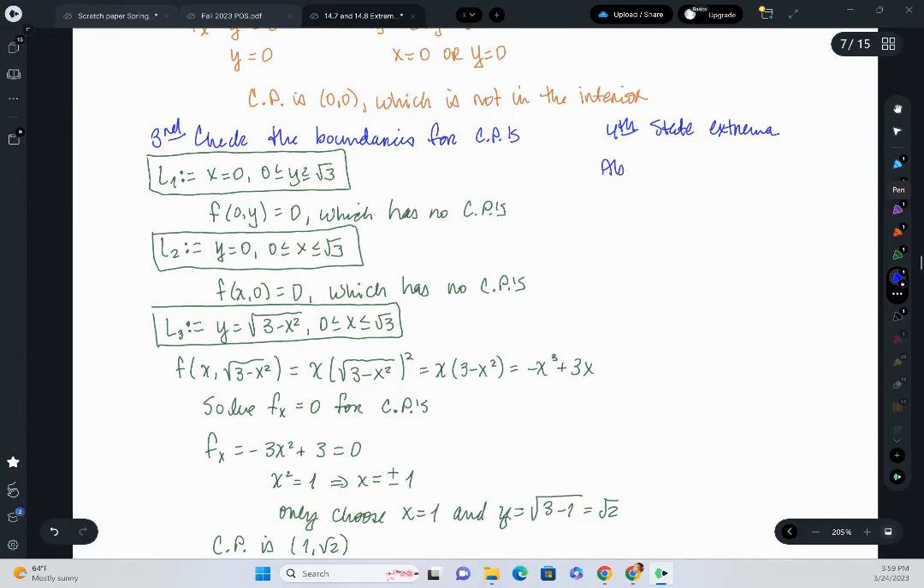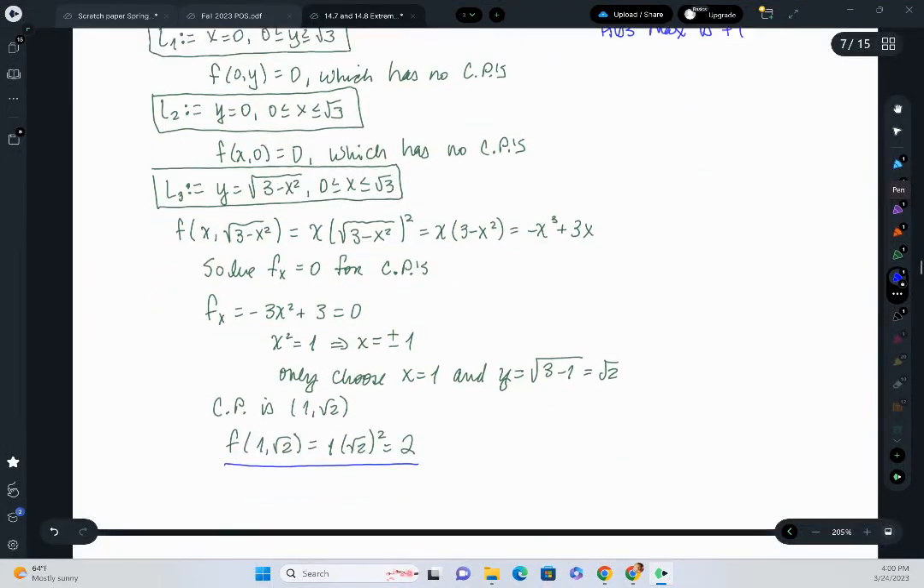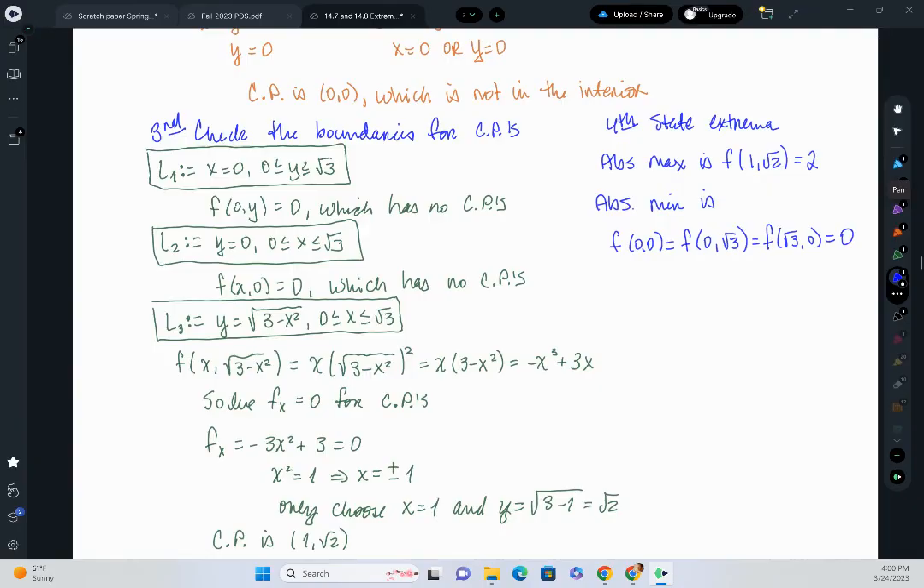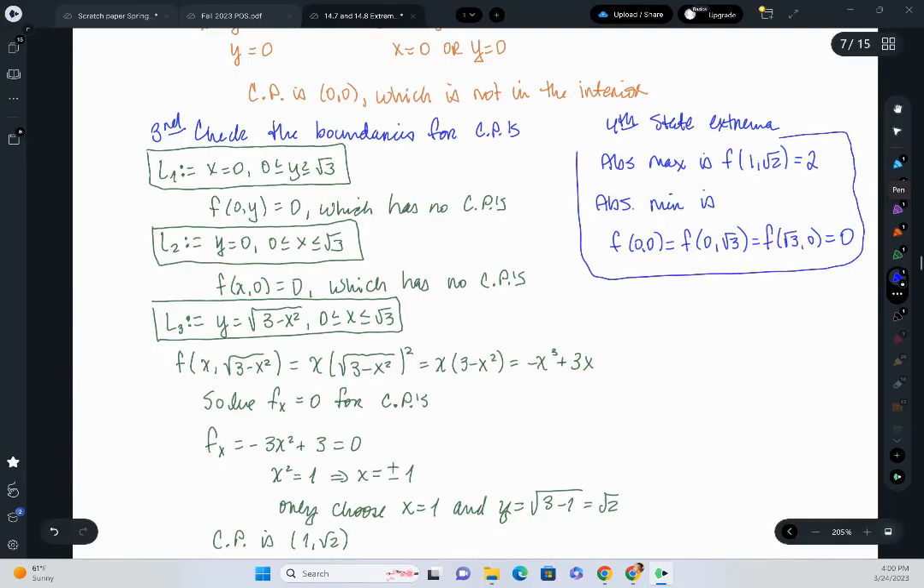We have the absolute max is f of 1 with root 2 is equal to 2. And then we have the absolute min was a three-way tie, and it was f of 0, 0, which is equal to f of 0, root 3, which is equal to f of root 3, comma 0, and all of those are equal to 0. And those are our final answers for this problem.